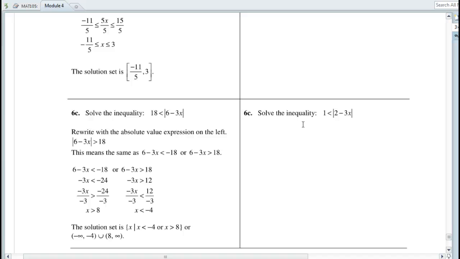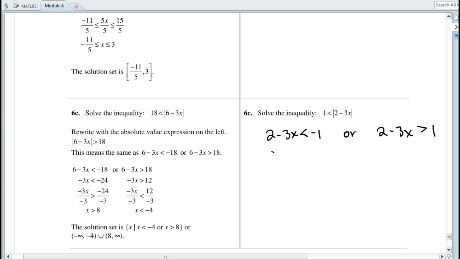Here is one where it's a little bit different, right? We have the algebraic expression being bigger than the number. So if you picture it, it needs to have absolute value bigger than 1. So that will happen if 2 minus 3x is smaller than negative 1, or 2 minus 3x is bigger than 1. So now we need to solve both of them, and remember that or turns into a union when we do the interval notation.